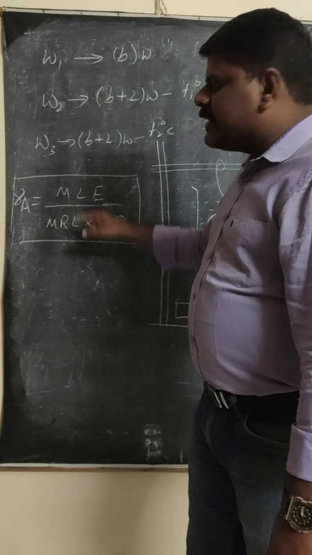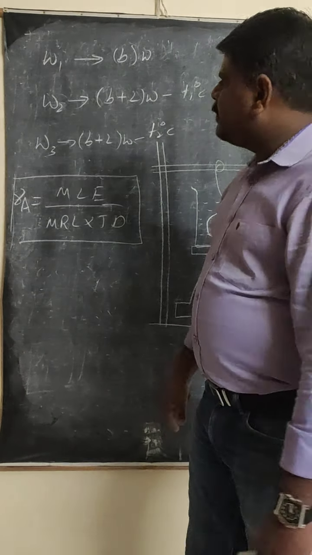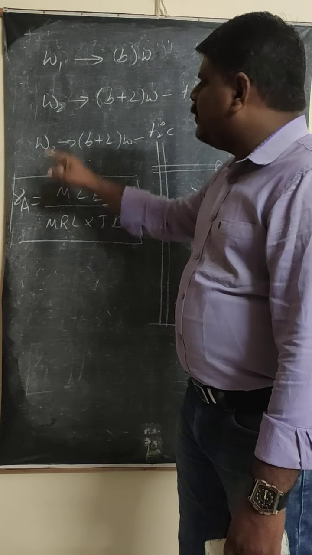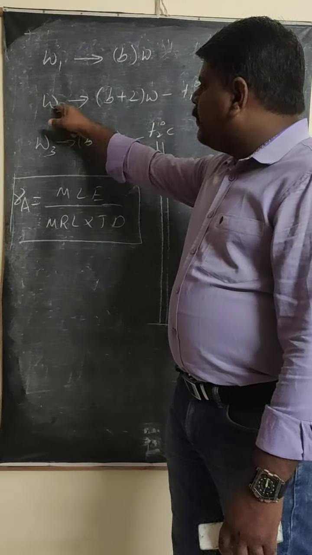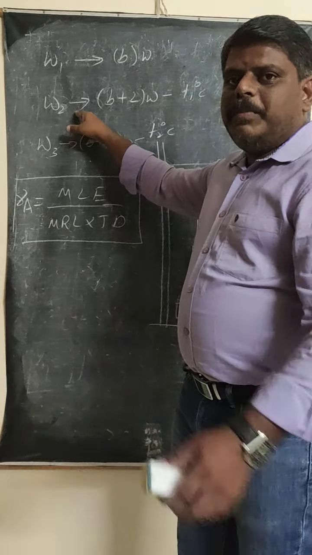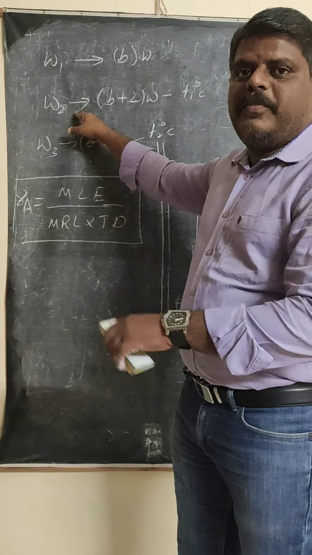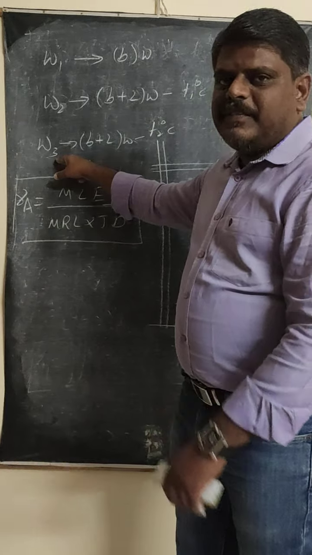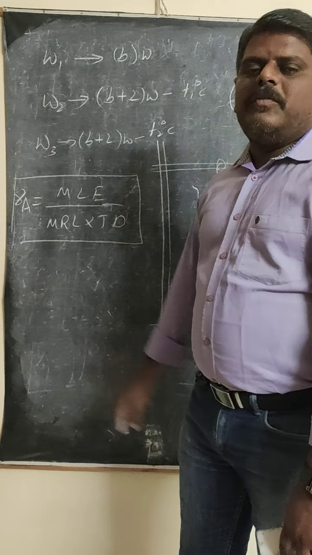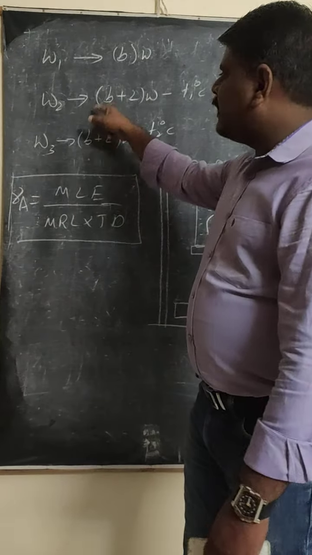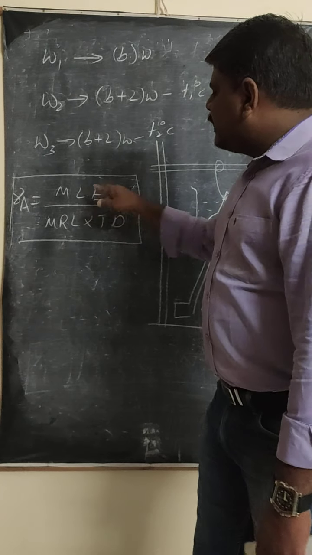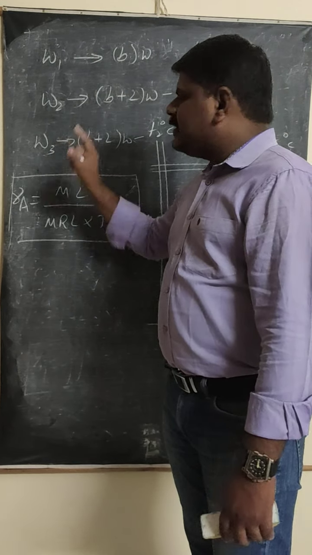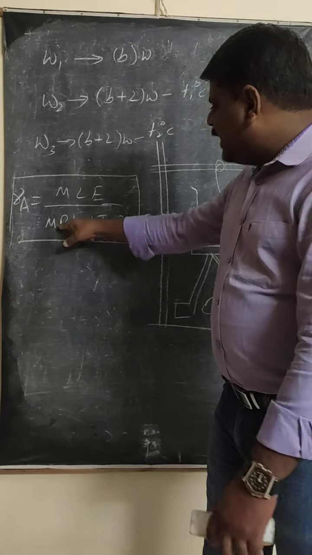Now, how can you find out the mass of the liquid expelled? What do I have to do? W2 minus W3. W2 is before expelling, and W3 is after expelling. If you subtract them, you are going to get the mass of the liquid expelled. That means the mass of the liquid expelled you can write as W2 minus W3.